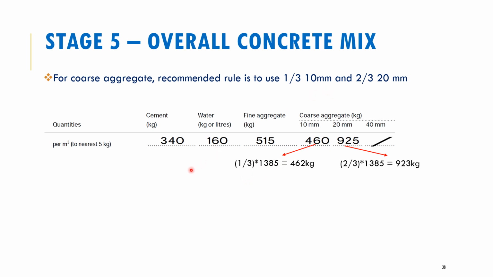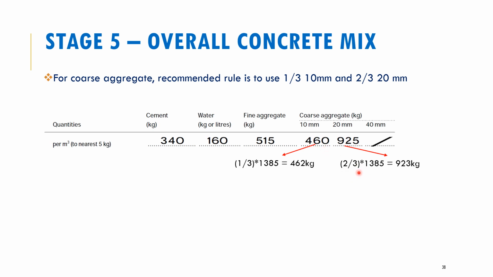And the way we do that, well, if you look at your 10 mil coarse aggregate over here, 460, that's rounded to the nearest 5. So it's 1/3 multiplied by 1385. The 1385 was the value that we obtained from the previous step, and that was associated with your coarse aggregate. So your total coarse aggregate was given as 1385. A third of it is going to be 10 mil coarse aggregate, which is 462. If you round to the nearest 5, that's 460.